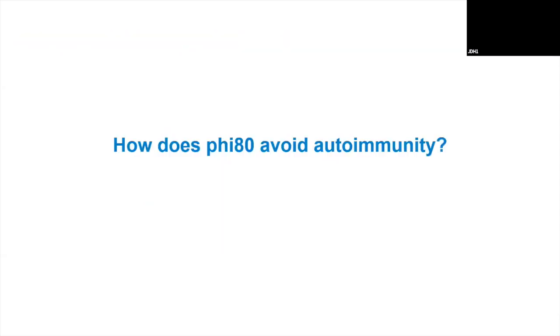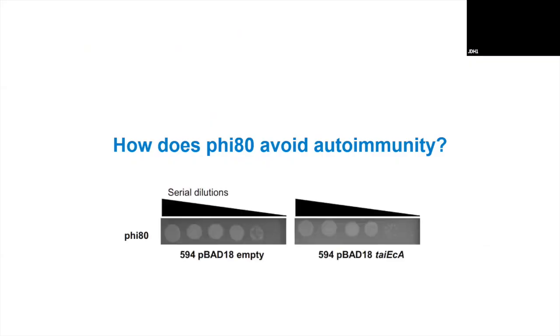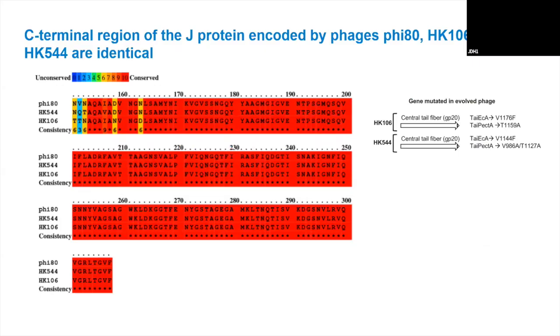So the next question is why Phi80 can avoid autoimmunity? Because we know Phi80 encodes the ECC version, and when we do the experiments, we find ECC cannot block Phi80. So one possibility is that protein J escapes the target of Thoeris. So we just blasted it against HK106 and HK544, because they are the targets of ECC in the C-terminal region. But it's totally identical. So it means that Thoeris ECA should target Phi80.